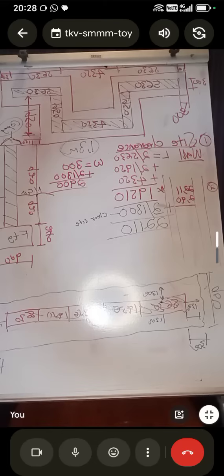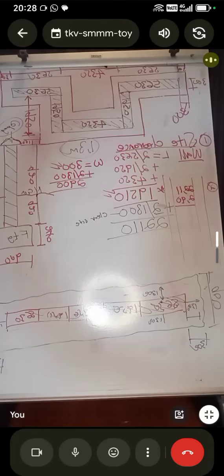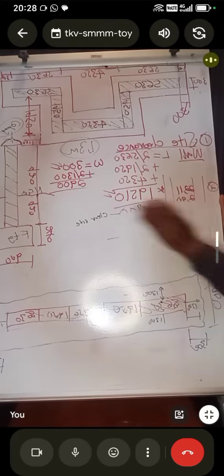Yes. Good. I'm erasing that. We're done with the brick wall. We already know the length of the brick wall and the width of the brick wall. So now we are going to deal with excavation. Can I erase? Yes. Thank you.